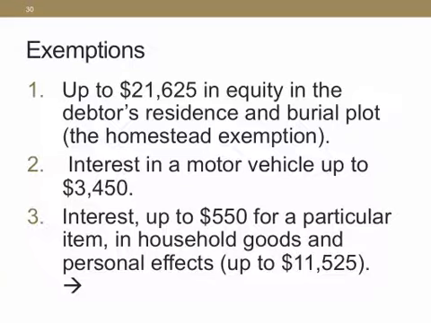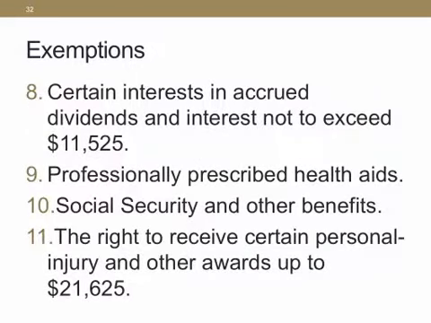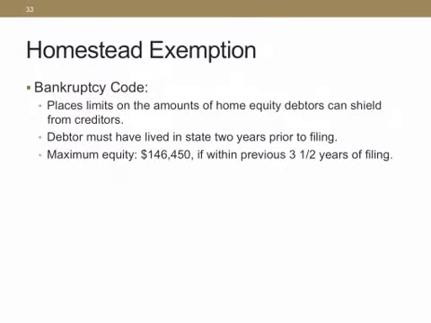There are some exemptions for things that go in the bankruptcy estate. Here are some of them. Equity in the debtor's residence, burial plot. I refer to this as a homestead exemption, interest in a motor vehicle, personal goods. You don't have to memorize these dollar amounts. It just gives you an idea. Jewelry, other property listed in the statute, tools, a life insurance contract. You can just see some of the other exempted property or rights.